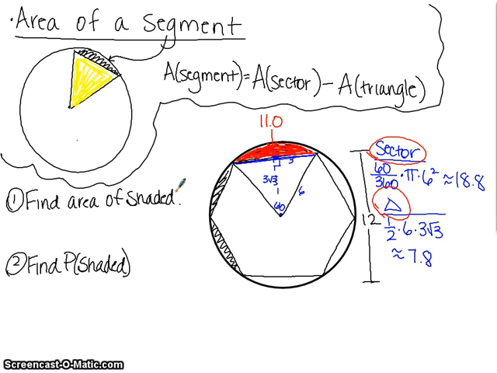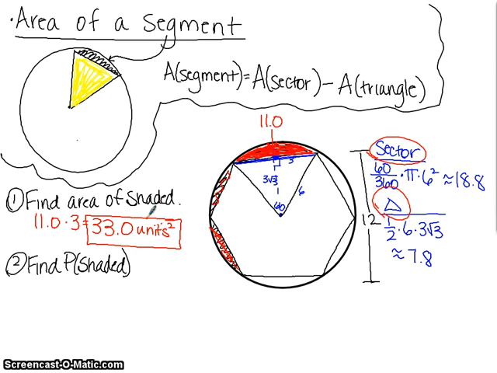Okay, but now we have 3 of those. So we are going to take that 11.0 times 3, because there are 3 of those segments, right? There's this one and this one too. So that would give us about 33.0 square units. So that's the area of the shaded region.